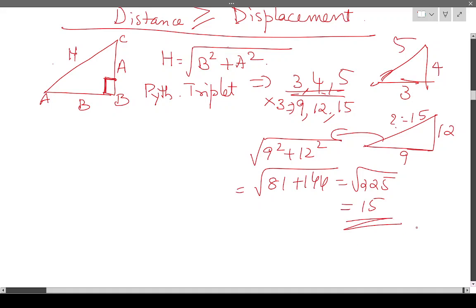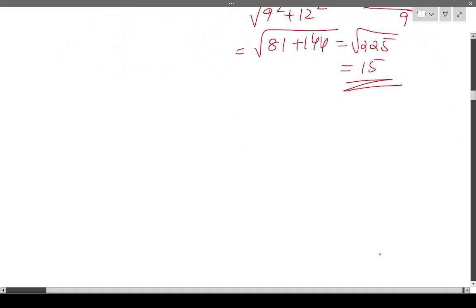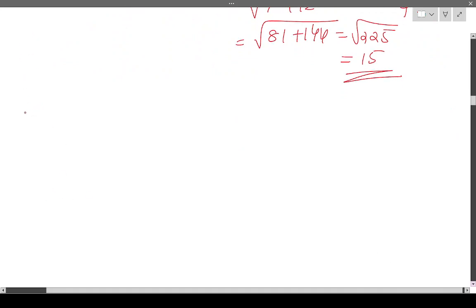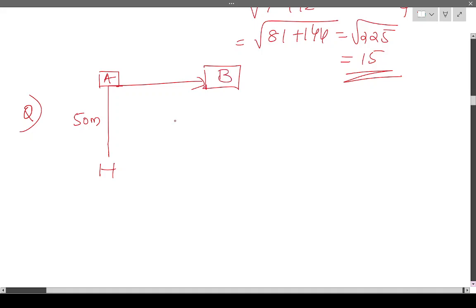So, based on that, we can go to the next problem. We will discuss one question. A person is going from his home, and that person walks 50 meters to some place. Let us take this place. And then from there, he walked towards his friend's house. This is the friend's house. Let us take this as A. And he walks towards B, and that is again 40 meters.